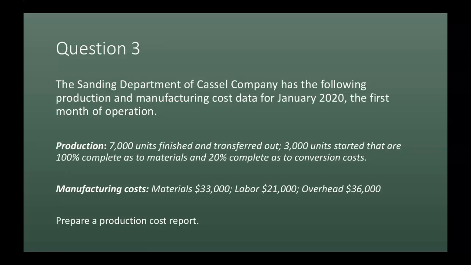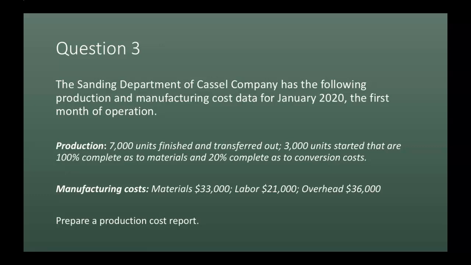It says production was 7,000 units finished and transferred out, 3,000 units started that are 100% complete as to materials, and 20% complete as to conversion costs. Manufacturing costs, materials were $33,000, labor $21,000, and overhead $36,000. Again, we need to use all of this information to prepare a production cost report.